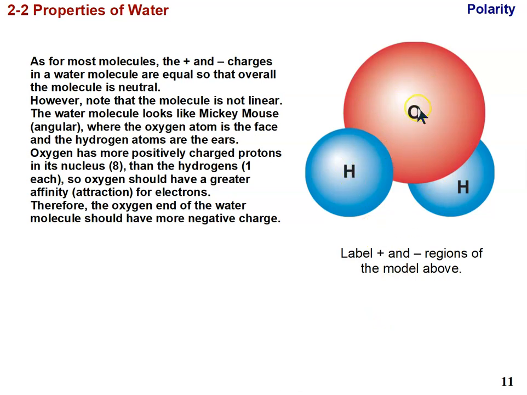So oxygen is what we call very electronegative. In the water molecule, oxygen is very electronegative. It's able to attract electrons to itself. And that's because it has so many more protons in its nucleus than hydrogen does. So protons, as you'll recall, are positively charged and opposites attract. So the protons are kind of sucking the electrons to themselves, pulling the electrons to the oxygen end of the water molecule.